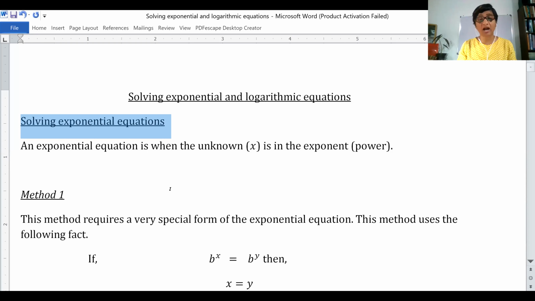Now in P1, under the functions topic, we learned function transformations. We learned three main types of transformations. Number one, shifting. They are called translations. Under translations, there are four types. You can shift this way, shift that way, shift up, shift down. If you want to break it down into even more categories, you can think of it as having four types.